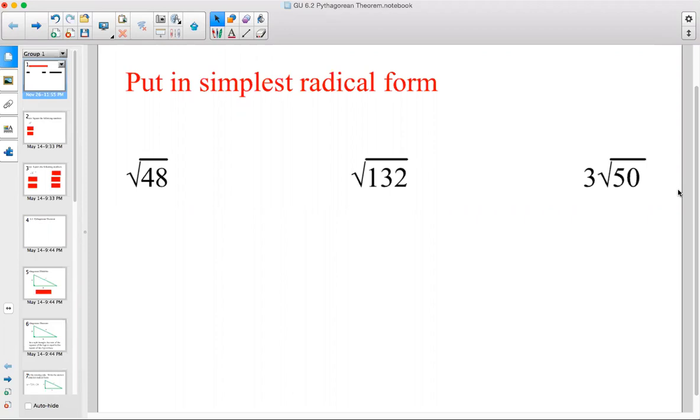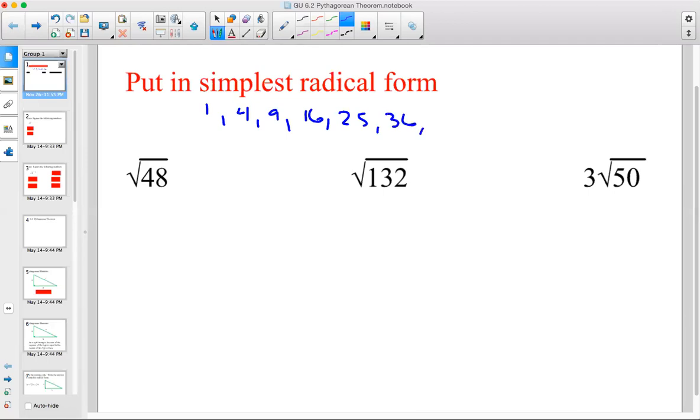Okay. So we need our perfect squares, because we're looking for the biggest perfect square that divides evenly into the number that's underneath the radical. Now, if you remember, a list of perfect squares are numbers like 1, 4, 9, 16, 25, 36, 49, 64, 81, 100. I'm going to stop there, but they do go on even further.